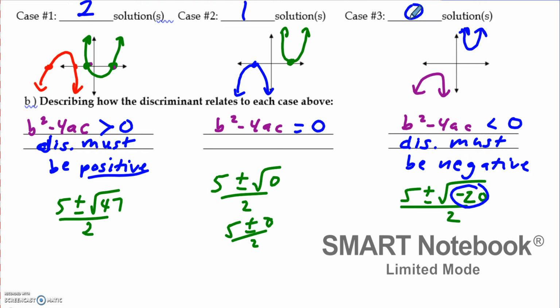And so on the test, if we ask this, we're looking for this type of definition: b squared minus 4ac is a positive number, or bigger than 0. b squared minus 4ac for one solution hits the x-axis once, so it equals 0 exactly. Or b squared minus 4ac is less than 0, or must be a negative number, in order to cause 0 solutions.